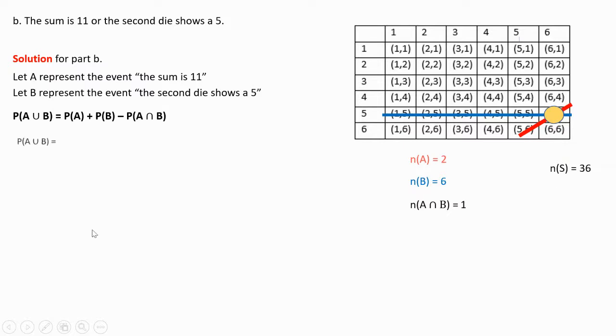Okay, so now just go back and use the formula. It's going to be 2 over 36, because that's event A, plus 6 over 36 minus 1 over 36. 2 plus 6 is 8, minus 1 gives us 7. So this is the answer, 7 over 36. That's how you do these type of problems.